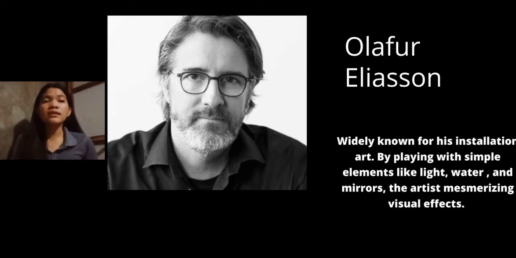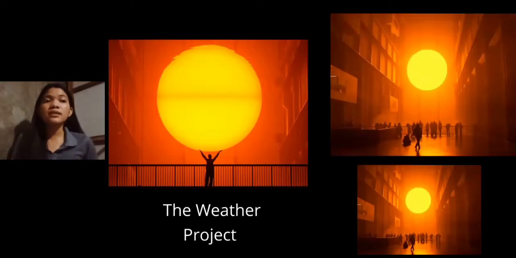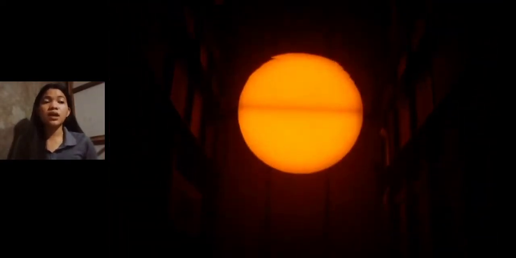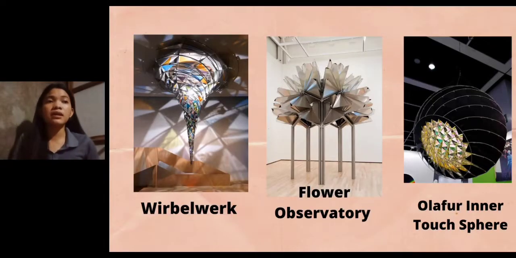So the first one is the Weather Project. So Eliasson made this glowing orb from a semicircle of light, which is reflected by mirrored panels on the ceiling that complete the circle, lending the upper half of the sun a hazy, shimmering quality that mimics the real sun. So another artwork of Eliasson are the Verbal Work, the Flower Observatory, and the Olafur Inner Touch Sphere, and many more.